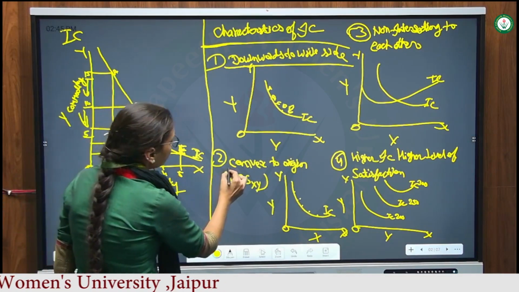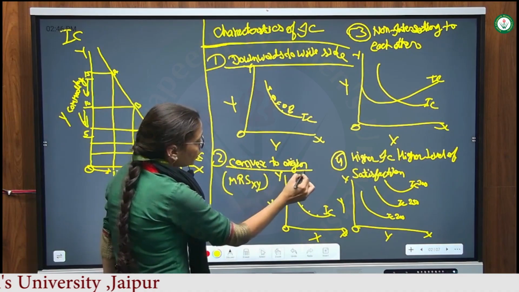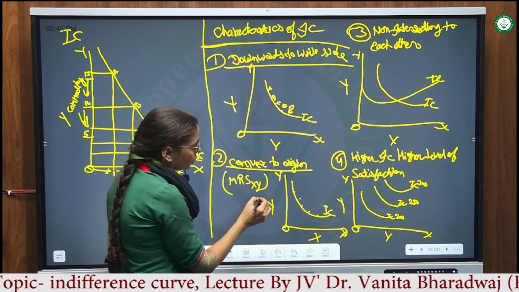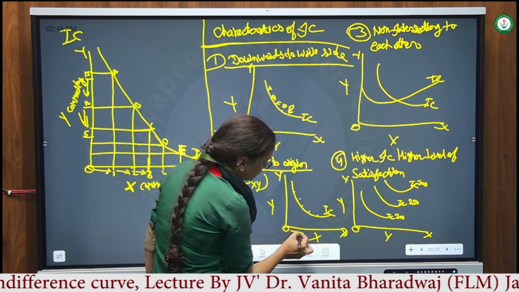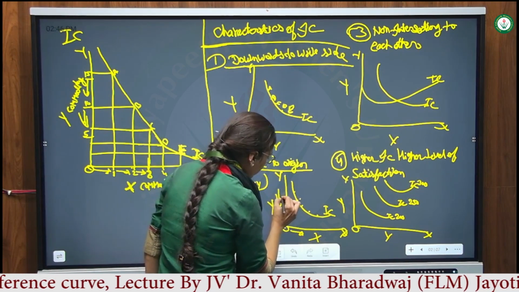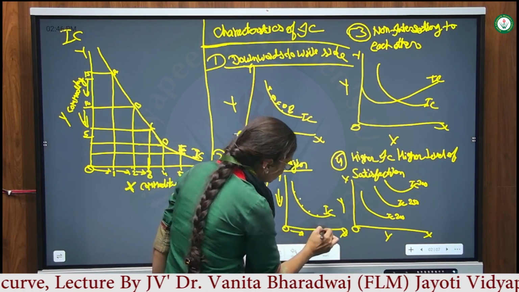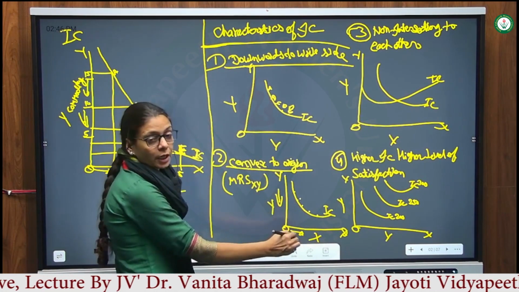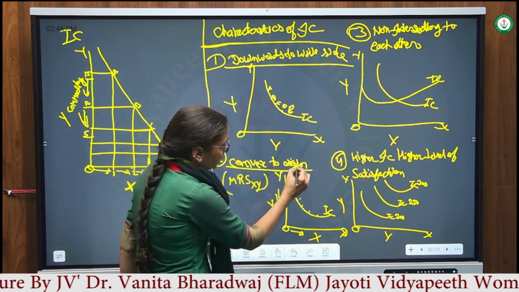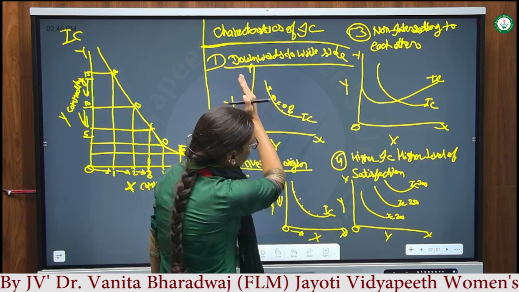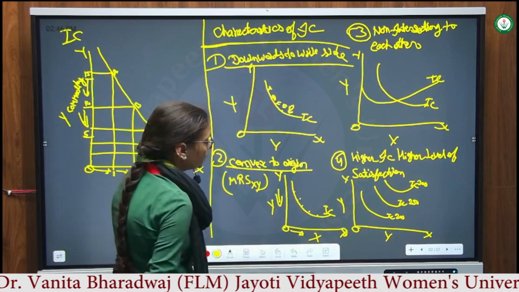Next characteristic, convex to the origin. Why is the indifference curve convex to the origin? Due to the marginal rate of substitution of X for Y. When you increase X units, you have to reduce Y units. This is diminishing. First you reduce 5 units, then 3 units, then 2 units. This is the diminishing marginal rate of substitution. That's why it is convex to the origin. The indifference curve is always downward sloping to the right and convex to the origin due to the marginal rate of substitution.